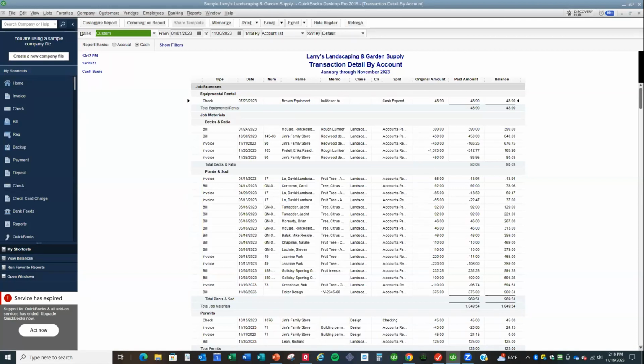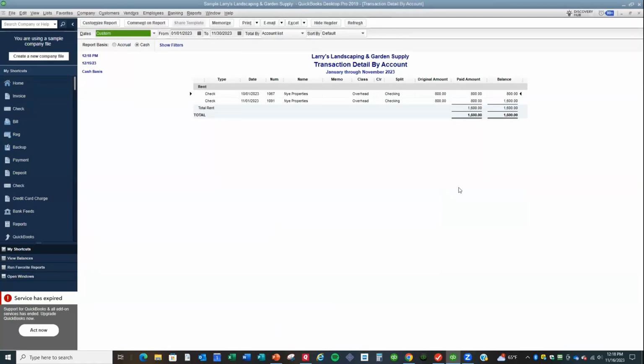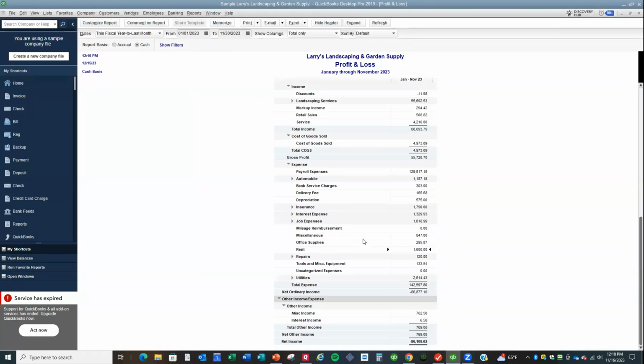Let me grab one that's just going to look a lot less confusing. Let's see, rent. Did he pay rent to more than one person? No, he didn't. All right, maybe I'll go back to the one I was using. We'll go back to job expenses.